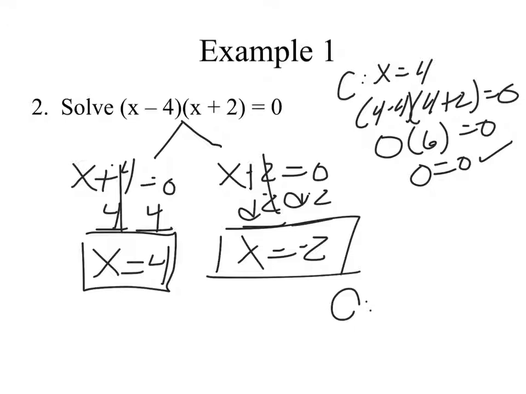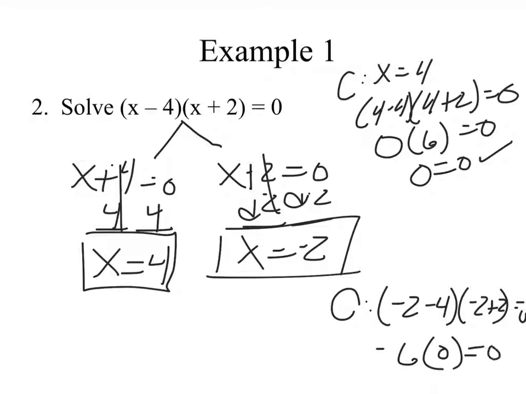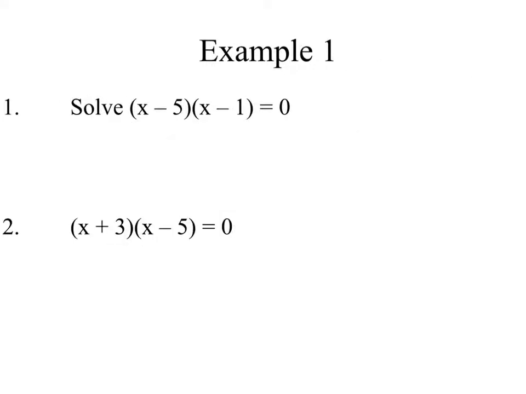helpful. So I'm going to check the other answer, the negative 2. So negative 2 minus 4 times negative 2 plus 2 needs to equal 0. Negative 6 times 0 needs to equal 0. 0 equals 0. My answer checks. There are 2 of them here for you to try.